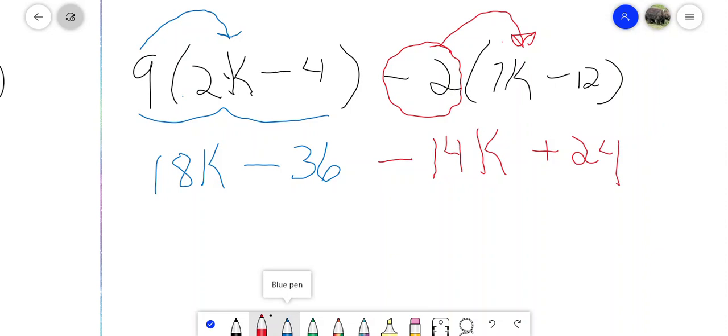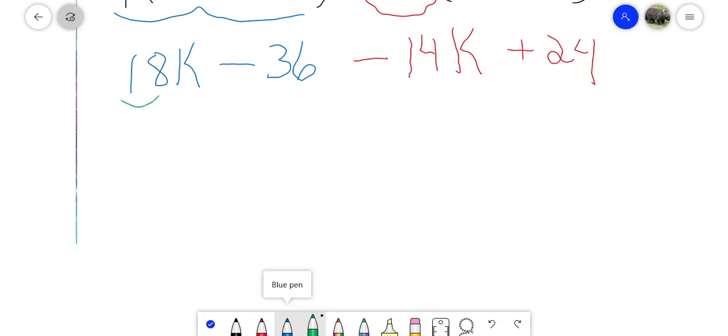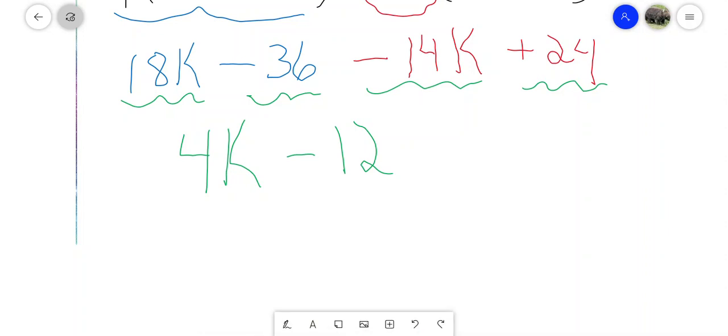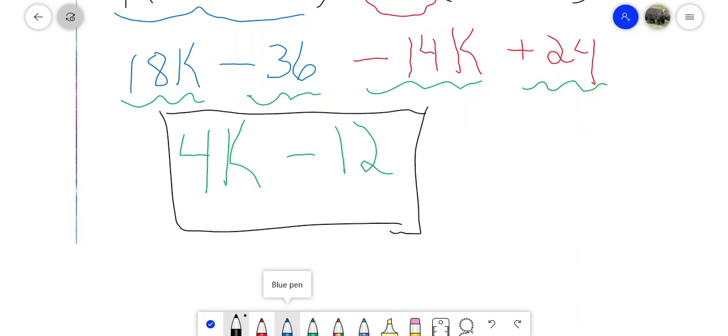Well, there we go. Now we don't have any parentheses, but we can still combine like terms. Let's ask ourselves first, how many k's do I have? Well, I have 18 right here and negative 14 right here, which means altogether I have 4k left. And how many constants do I have? Well, right here I have a negative 36. Right here I have a positive 24, which means altogether I have a negative 12 left. So notice our answer doesn't have any parentheses, and all of the like terms have been collected.